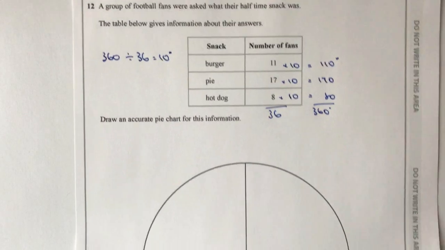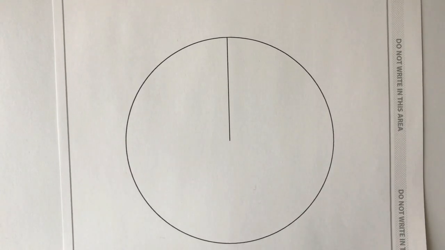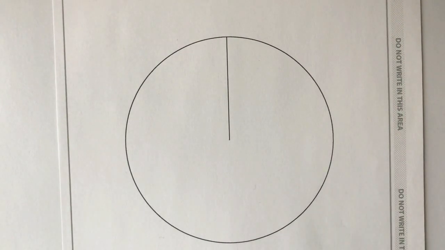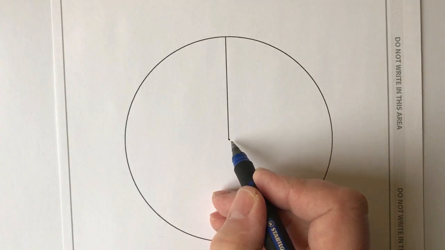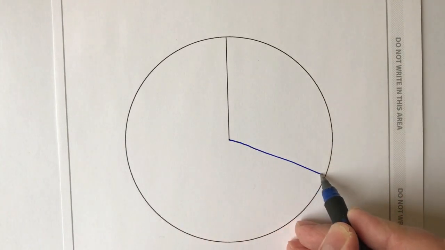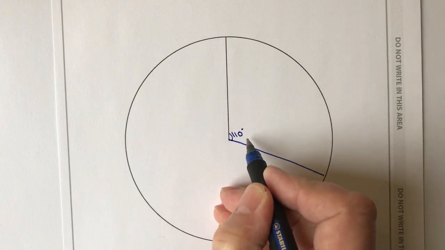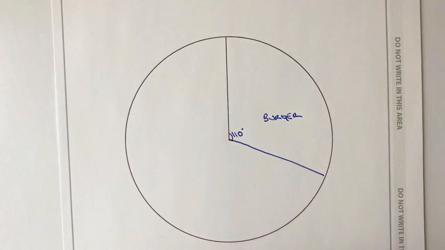Now it does say draw an accurate pie chart for this information. You need to get hold of a protractor to be able to measure this through. I figured that on this video I'll just do a little bit of freehand, so hopefully your diagram will be an awful lot better than mine. The first one is going to be burger, which is going to be 110 degrees. Now that will be there. And then the next one is going to be pie, which is 170.